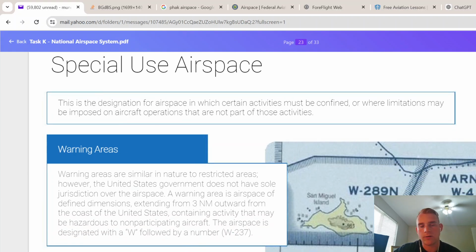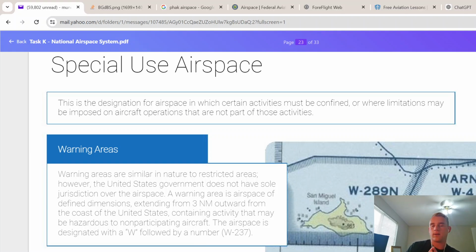These are generally, I don't think generally, I think you'll always see these established on the coast. They go from the coast up to 3 nautical miles outwards, and they contain activity that may be hazardous to non-participating aircraft. The airspace is designated with a W followed by a control number.